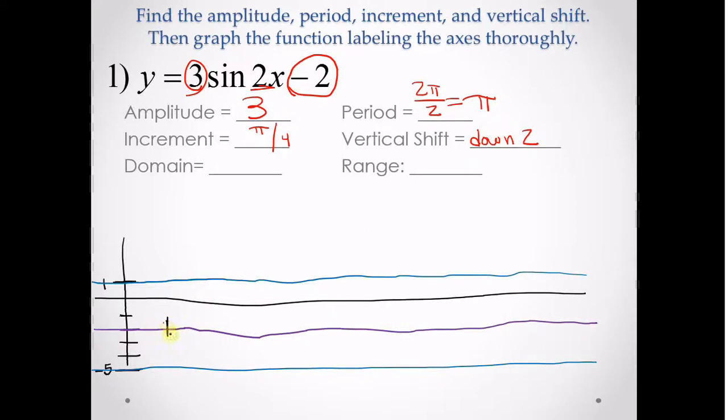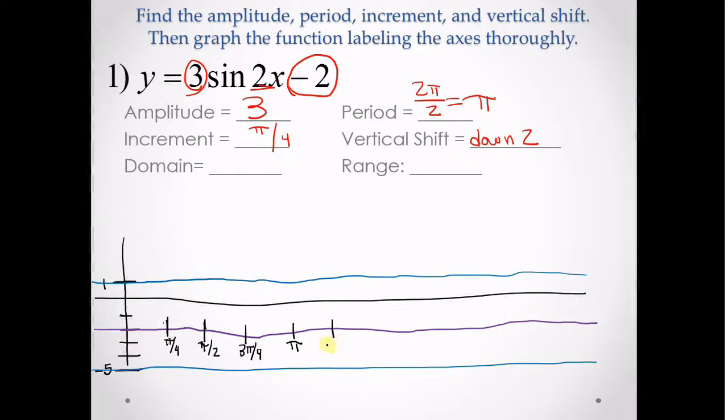Okay, so right here I'm going to start at pi over 4, go next to 2 pi over 4, which is pi over 2, 3 pi over 4, and then pi. So that's one period right there.